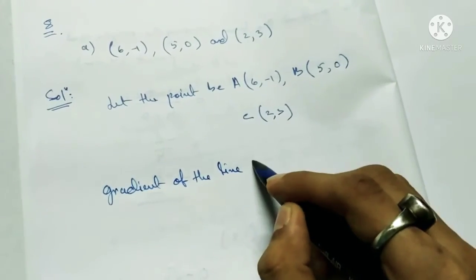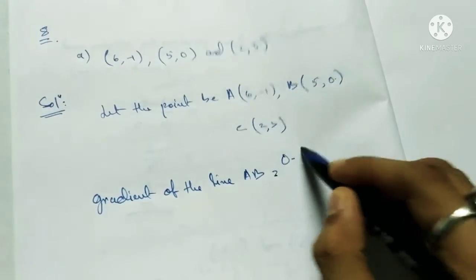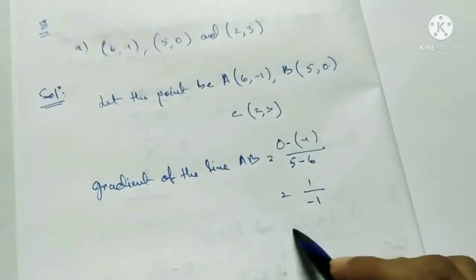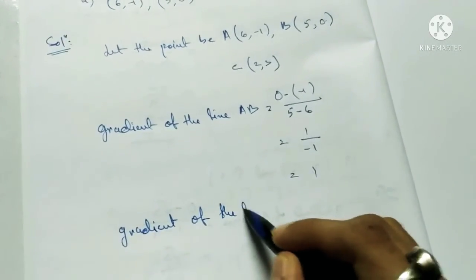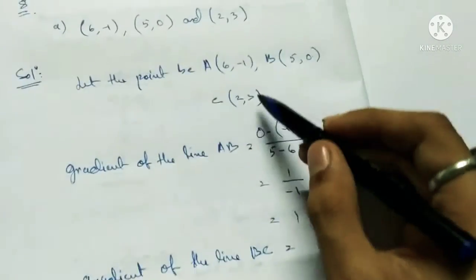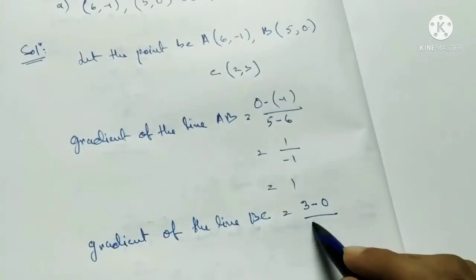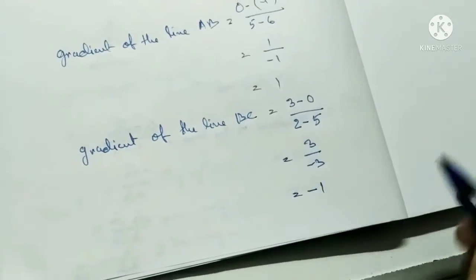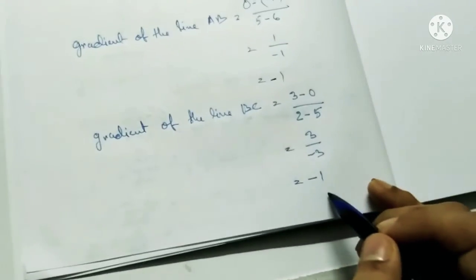Now I will write gradient of the line AB. Gradient of the line AB will be (0 minus minus 1) by (5 minus 6), this will be 1 by minus 1, which is ultimately minus 1. And then I will write gradient of the line BC. This will be equals to (3 minus 0) by (2 minus 5), so 3 by minus 3, and this will be minus 1.